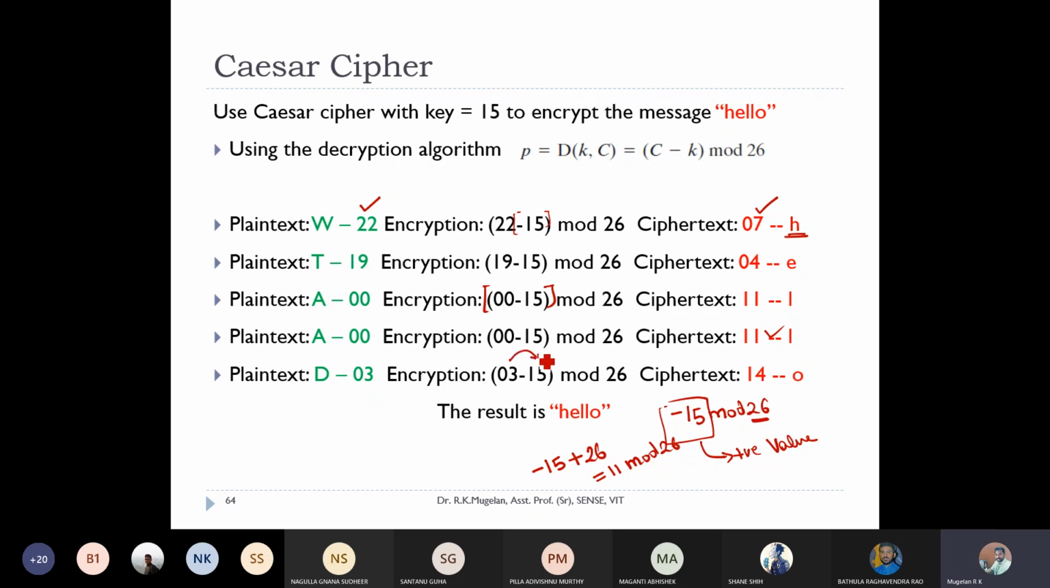Then 3 minus 15, you'll be getting a value of minus 12 mod 26. Again, if you want to convert it into a positive value, minus 12 plus 26, mod 26, we end up with plus 14 mod 26. So 14 will be the value. Right, so this is how a generalized Caesar cipher works.